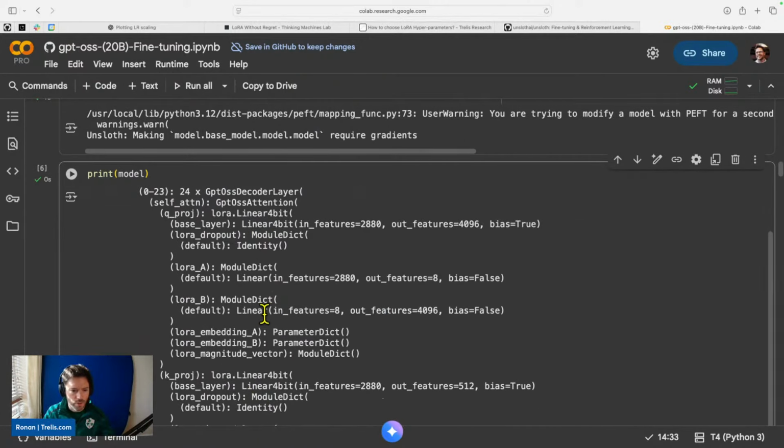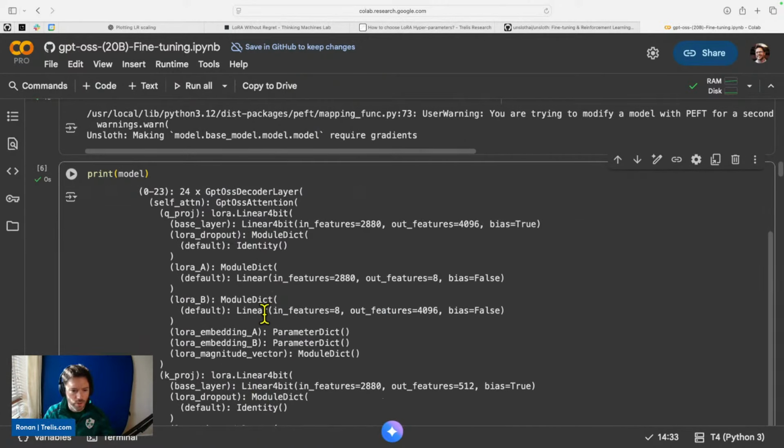So one way you can automatically train all of the linear layers is, instead of passing in target modules like this, you can put in target modules equals, and then you can just put in linear, I believe. The problem is if you're on a mixture of experts model, that is also going to train the linear layer in the router.